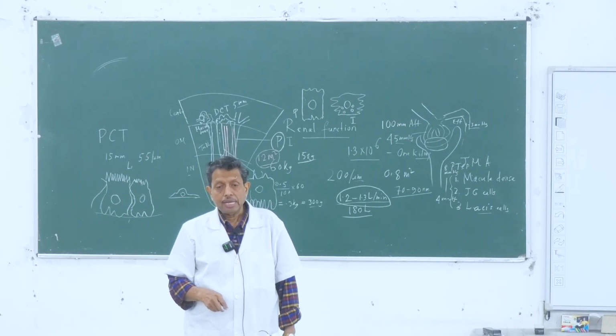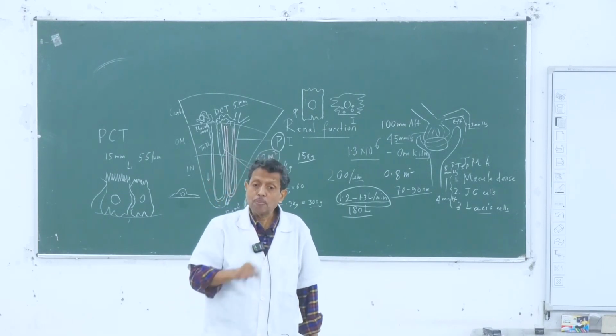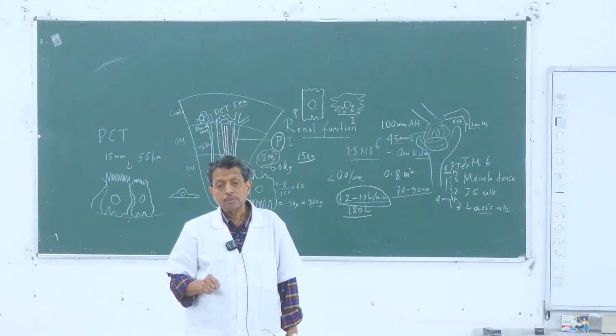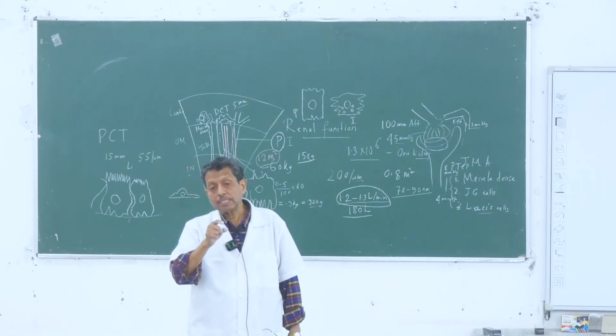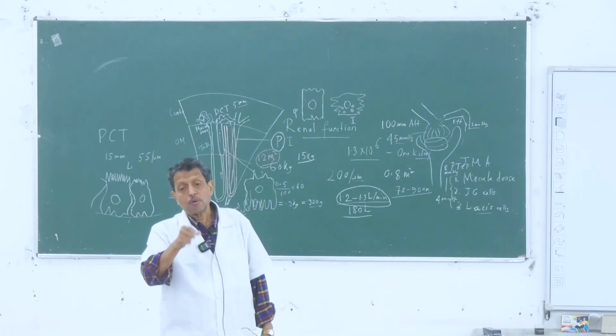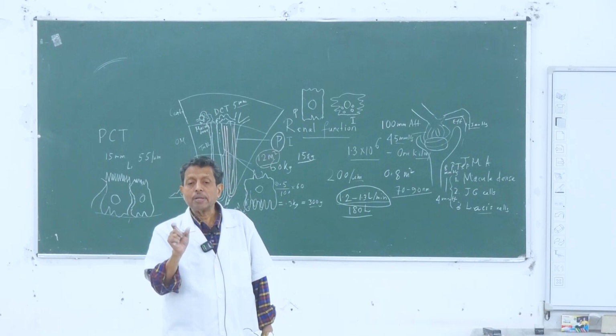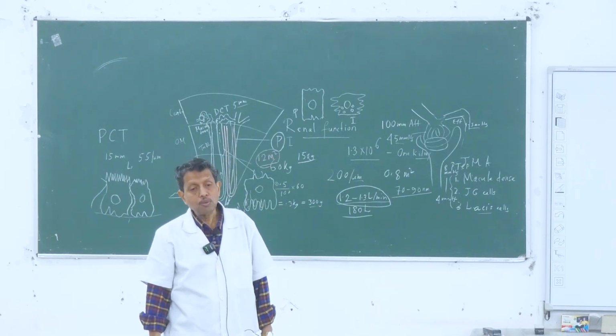Clear? And here filtration is more important than reabsorption. But there is also reabsorption in that sense. It is also required, ultimately, to maintain homeostasis. So there is a filtration bed, 0.8 meter square, where there is a huge amount of filtration of fluid along with small molecules.